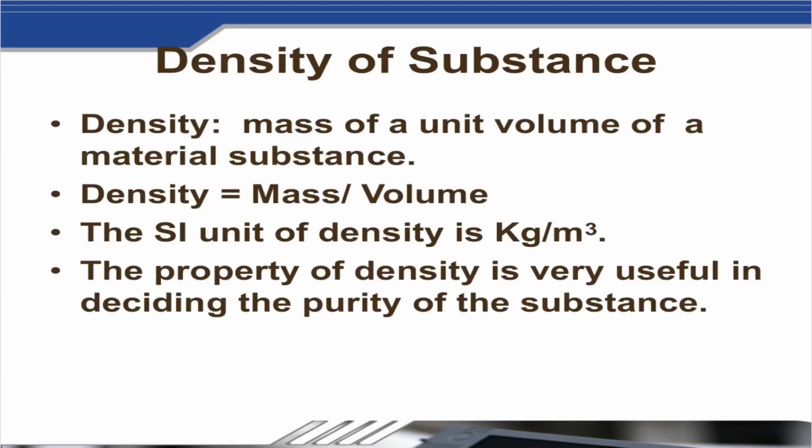Now we see the density of a substance. First we see what is density. Density is the mass of a unit volume of a material substance. The formula of density is mass divided by volume. The SI unit of density is kilogram per meter cube. The property of density is very useful in deciding the purity of the substance.